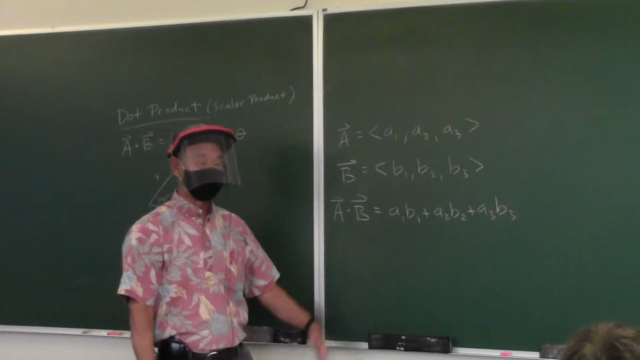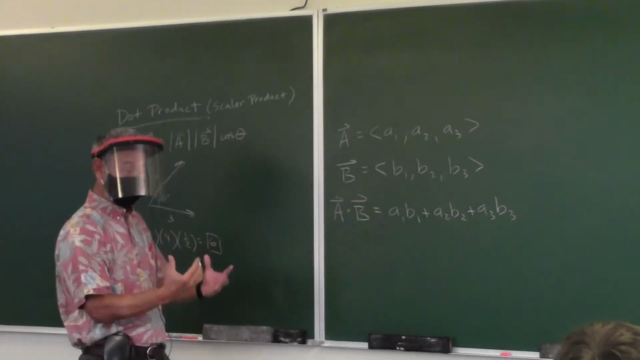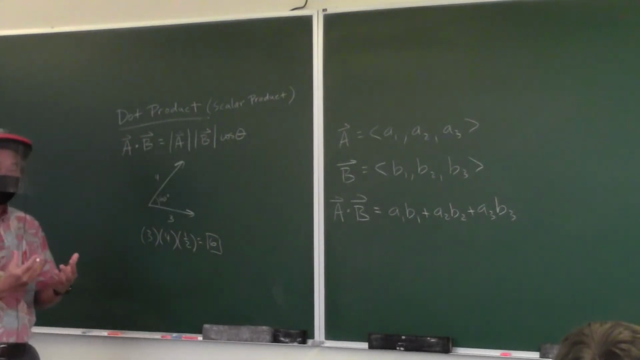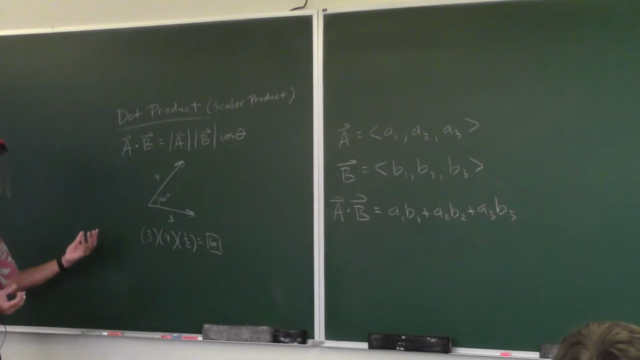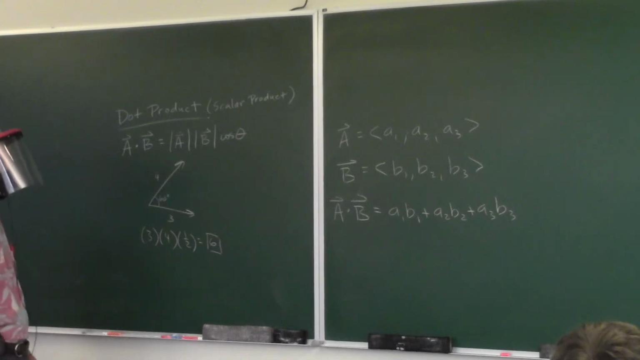And see how you're going to get a number? So the dot product is simply a number, but we can do a lot of good things with the number, just like a determinant. It's a number, but you can do plenty of things with it.